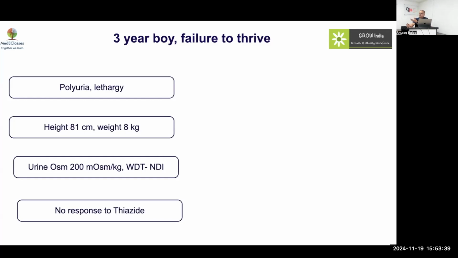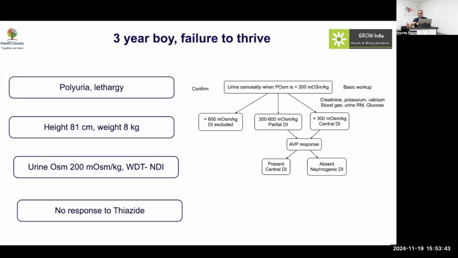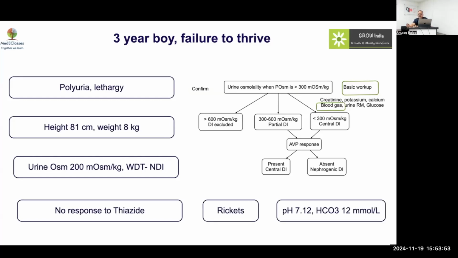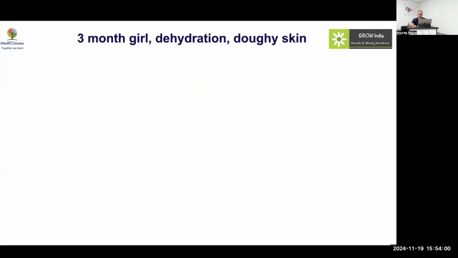But the bigger question is, why does he have such failure to thrive? So you have to think of whether everything has been done beforehand, which you rightly said. Blood gas is something which is very important. This is behaving more like RTA to me, and there was rickets and there was acidosis. So don't do a water deprivation test unless you have excluded these scenarios.